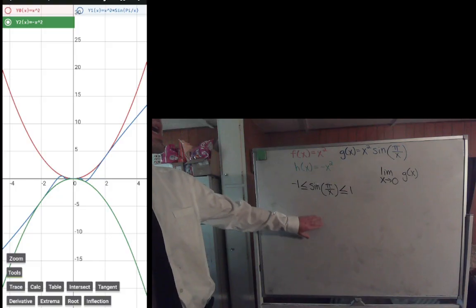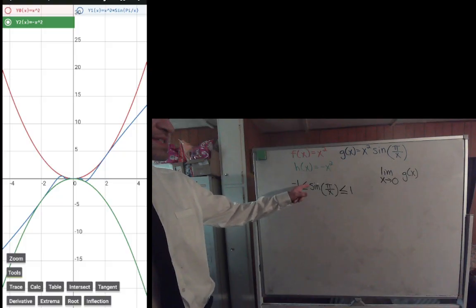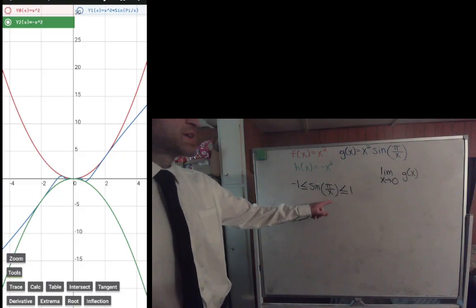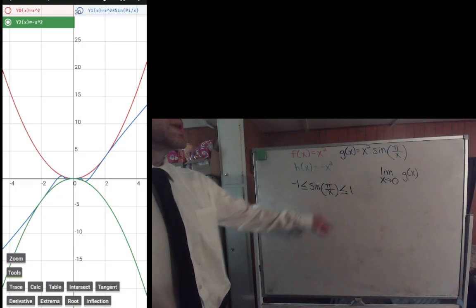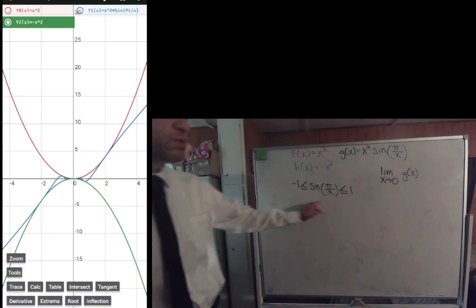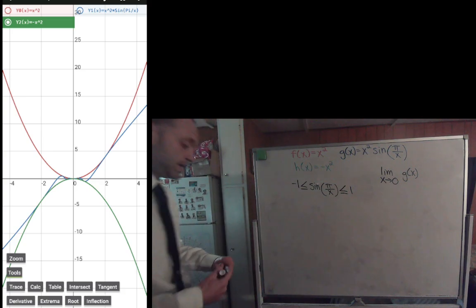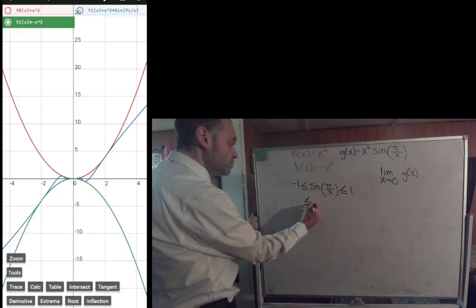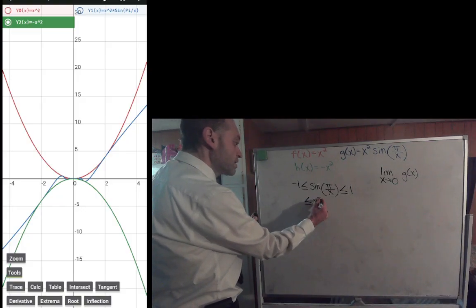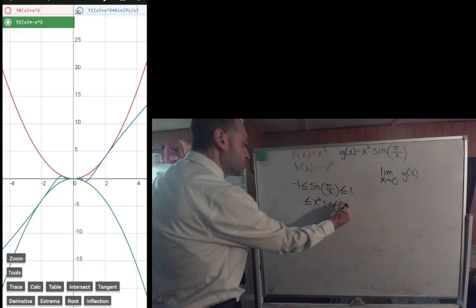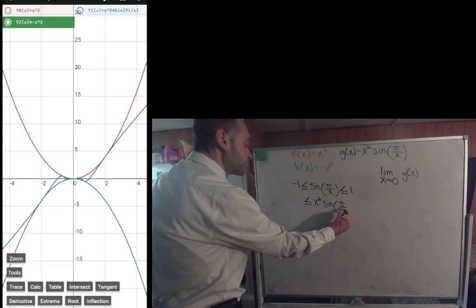Now, if you multiply that sine of pi over x by x squared, you'll get your g of x, but what you do to one part of this, you have to do to all parts of the inequality. So, of course, in the middle, you would end up getting x squared sine of pi over x.